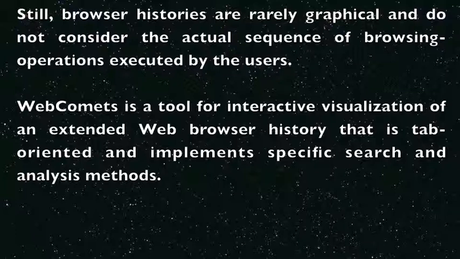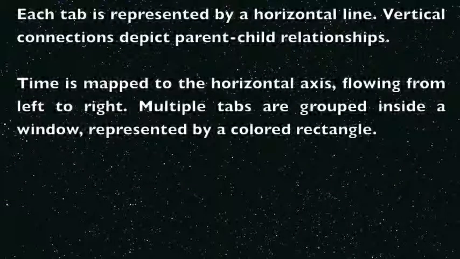WebComets is a tool for interactive visualization of an extended web browser history that is tab-oriented and implements specific search and analysis methods. In terms of representation, each tab is depicted as a horizontal line. Vertical connections represent parent-child relationships that appear when clicking a hyperlink that opens a new web page in a different tab. Multiple tabs are grouped inside a window represented by a colored rectangle. Note that time is mapped to the horizontal axis, flowing from left to right.